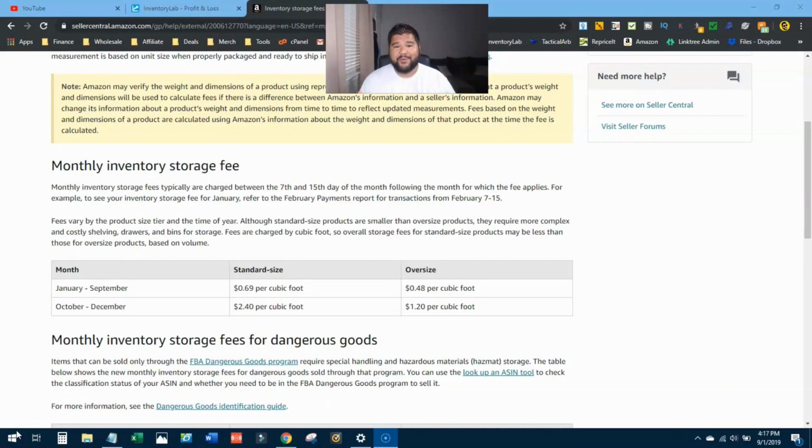All right, folks, if you're a brand new Amazon seller, or even if you've been selling for a few months already, it's important to understand all of Amazon's fees, and not only that, but how they can spike during Q4. So let's break it down here real quick.